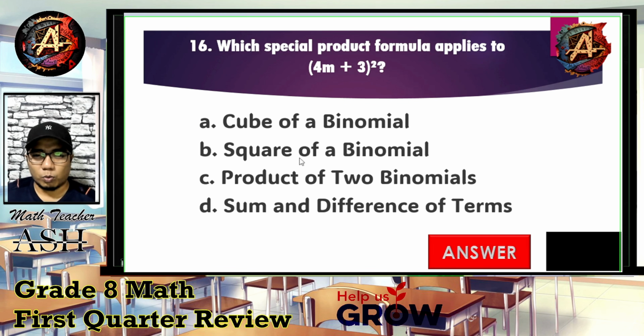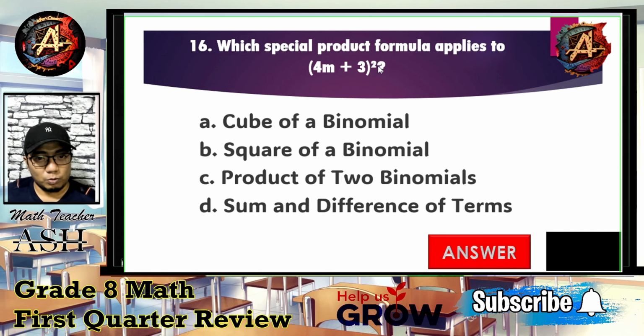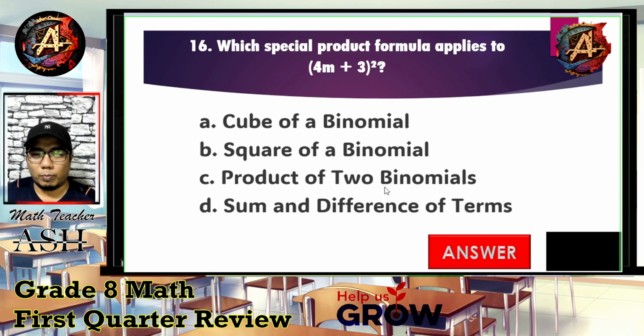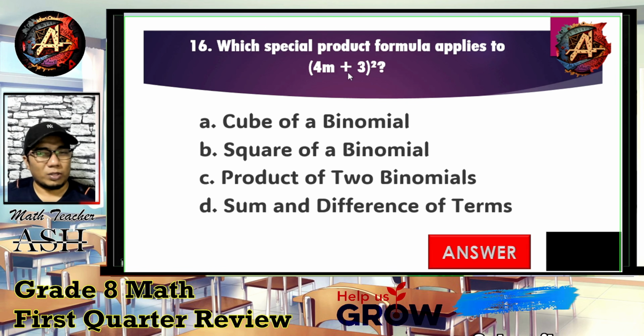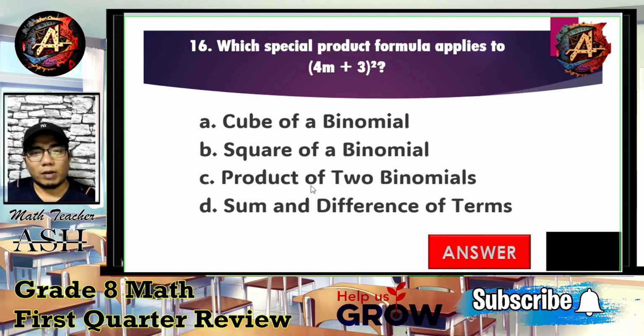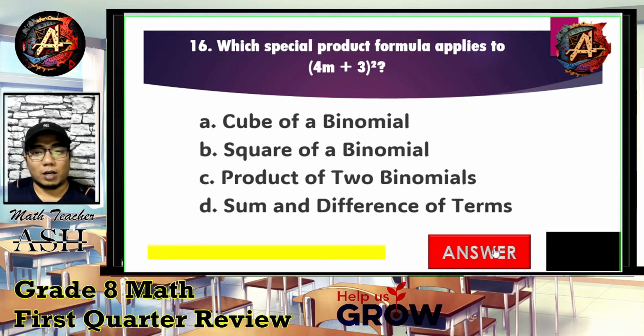Letter B, square of a binomial. So the binomial is being squared. That would be correct. Letter C, product of two binomials. Now, as you can see, there is only one binomial that we can see in this scenario. So letter C is wrong. And then letter D, sum and difference of terms. So we can see a sum, but we don't see a difference. Therefore, the correct answer for this given question is letter B. Let's check whether we are correct.